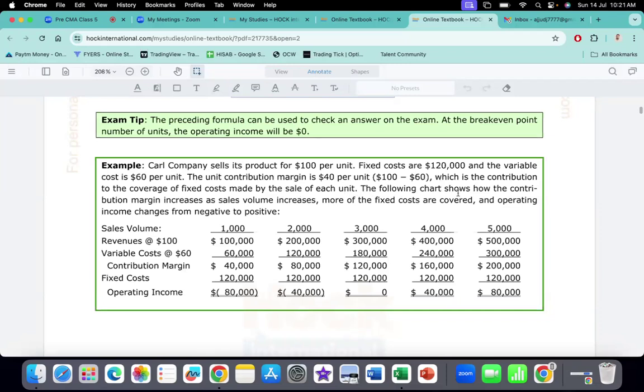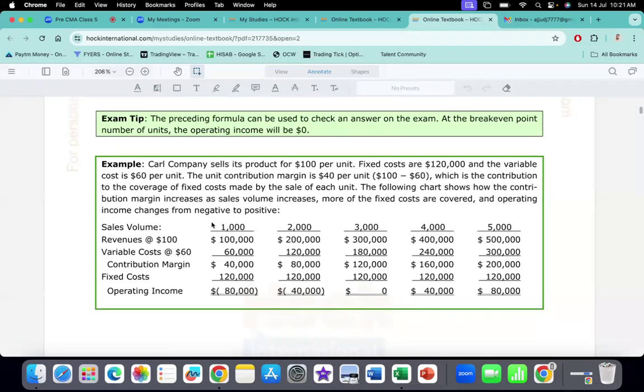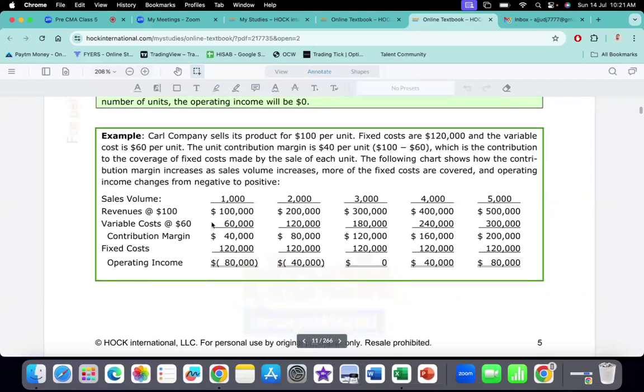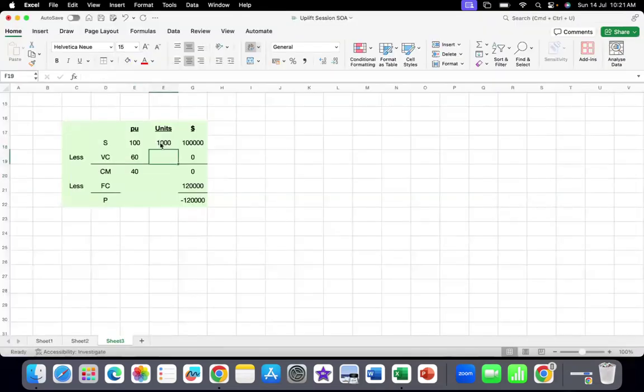The following chart shows how the contribution margin increases as sales volume increases. More of the fixed costs are covered and operating income changes from negative to positive. So what they have done, they have given you a different scenario for 1000 units, 2000, 3000, 4000, and 5000. So let's take the first example.